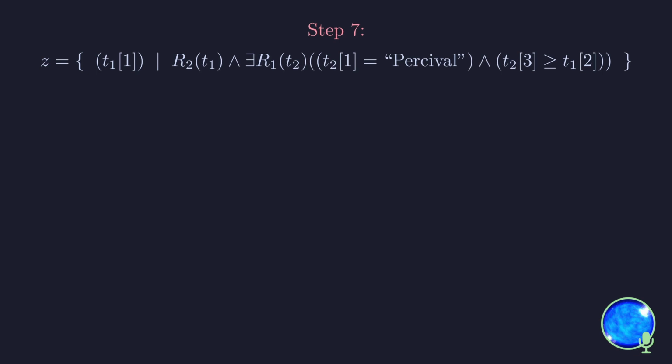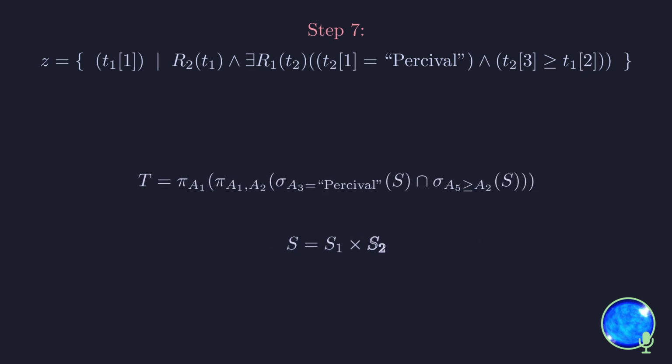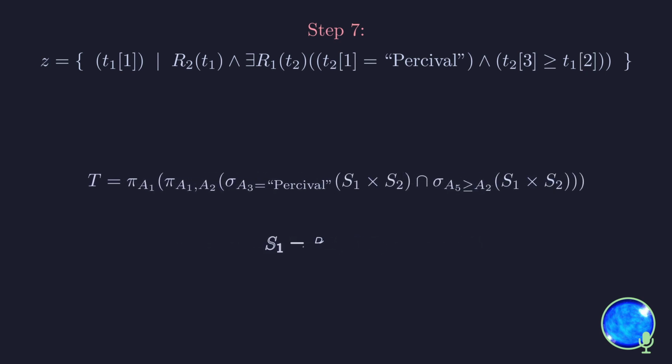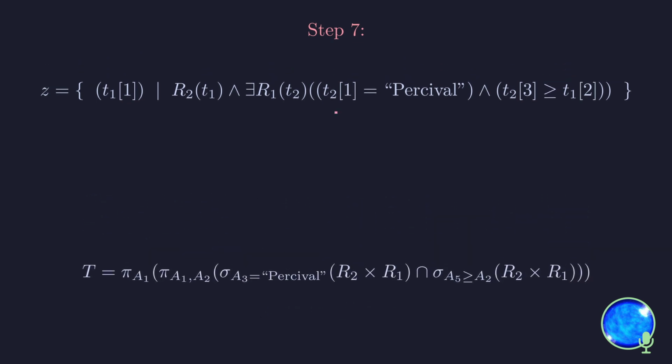For step 7, we'll substitute the variables from our previous expressions to get a relational algebra query using the original relations. Taking our final expression, substitute T1, substitute T2, substitute S, and finally substitute R2 and R1. This is our final relational algebra expression.